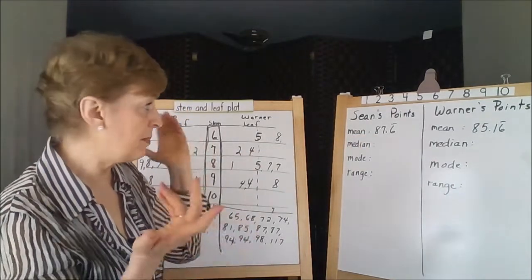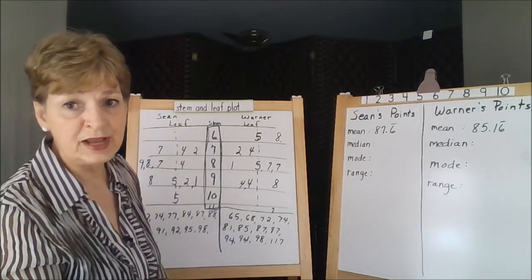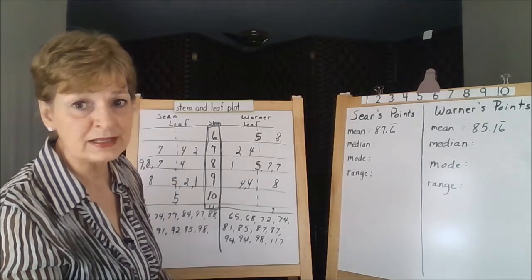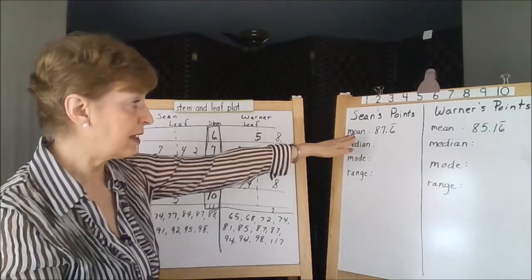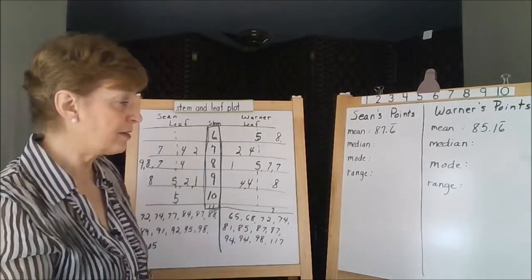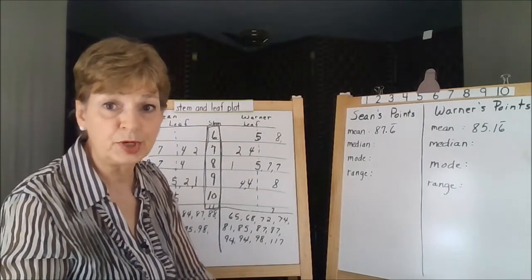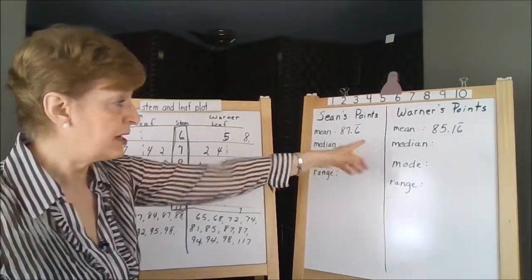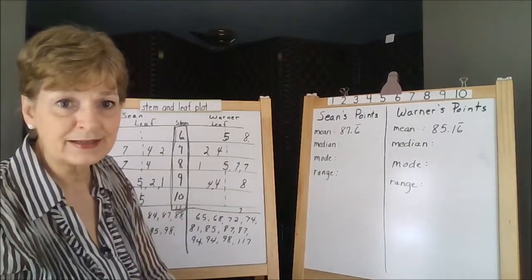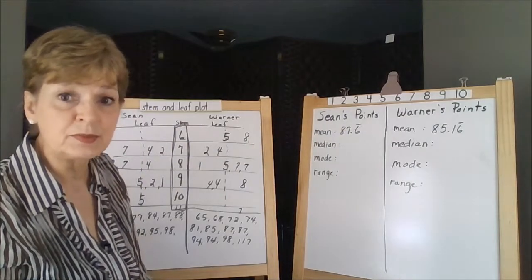points maybe per day. There are 12 numbers. Maybe both the students had opportunities to get points on 12 different days. And so the mean would tell us that Sean averaged basically 87.6 points per day, whereas Warner averaged about 85.16 per day. The bar over the 6 means the decimal repeated.